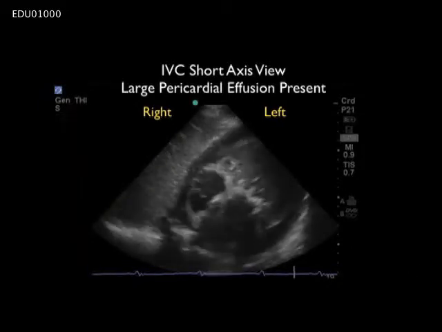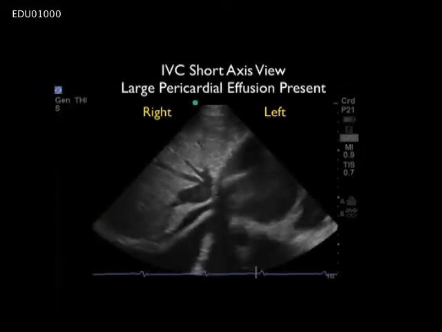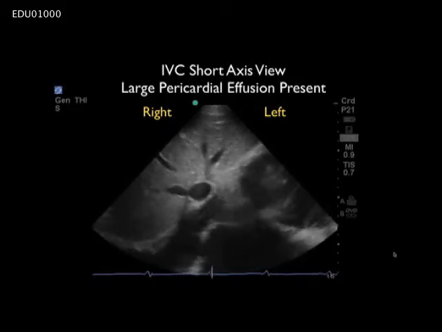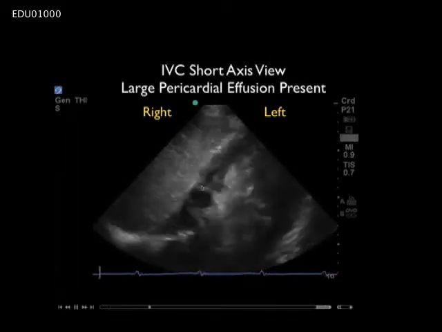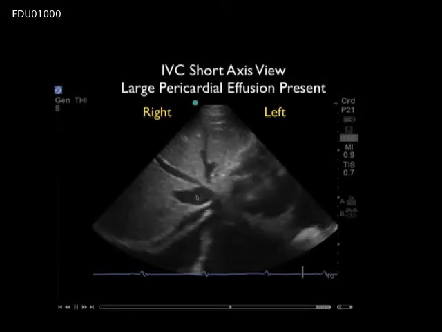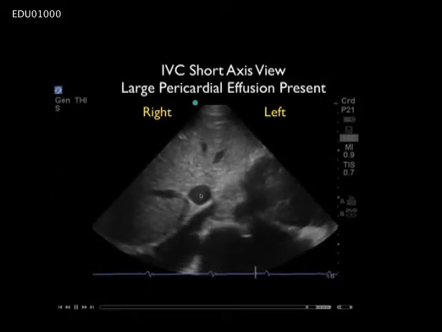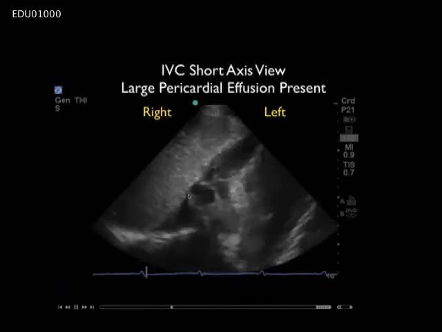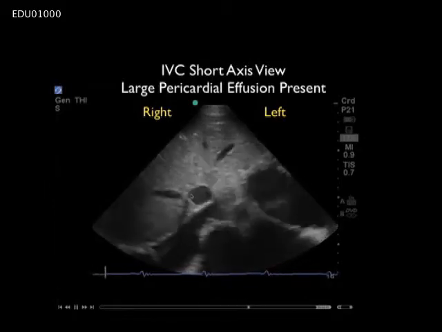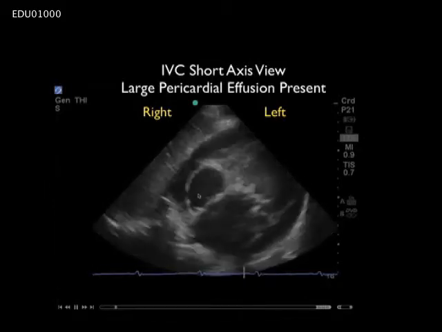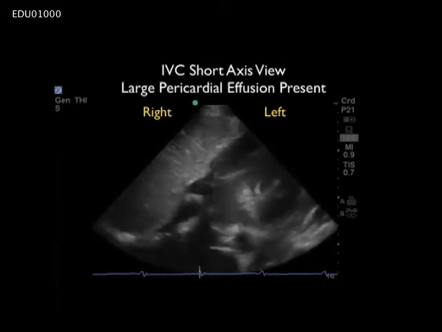So what we'll do is we'll tilt the probe inferiorly down towards the spine, looking at the IVC as it moves away from the right atrium into the liver. Here we see the IVC as it emerges from the right atrium. Notice here that this IVC has little respiratory collapse and that it's relatively large in size, and we can see the dilated hepatic veins joining into the IVC.